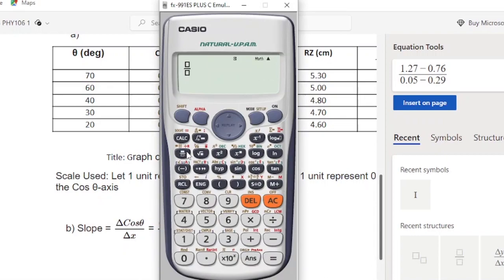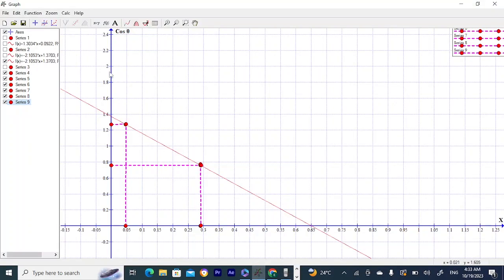So it becomes 1.27 minus 0.76, divided by 0.05 minus 0.29. So I have this. All right, so equal to, I'm having that's about minus 2.1, which is exactly what my graph told me. If you look at what I showed you earlier, we had my graph as minus 2.1.